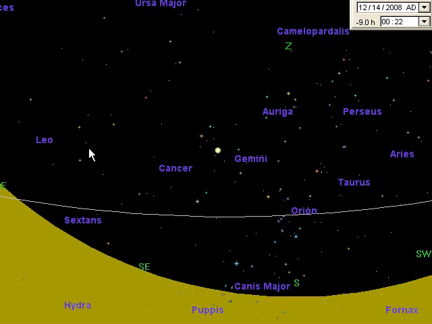And next, what we're going to look at are the zodiac constellations and the ecliptic. So the next line that you're going to see is going to be the ecliptic, which is going to run like this. So it's not the same as the celestial equator.